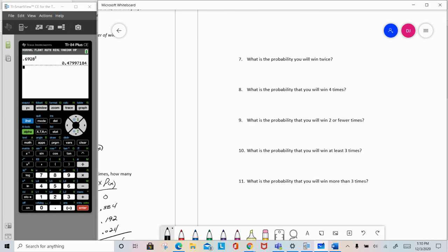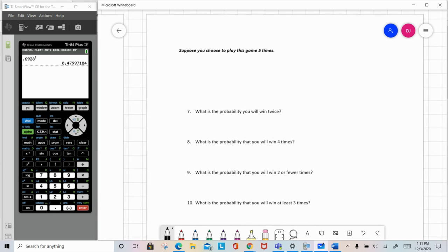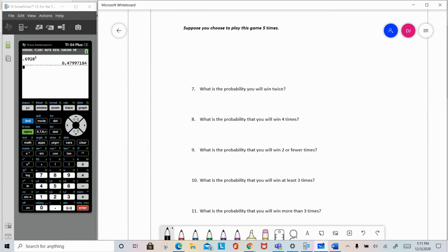Okay, now let's go a little bit farther. Suppose that we don't play this game 3 times, we play it 5 times. Suppose we play it 10 times. Suppose we play it 100 times. I don't want to make a tree diagram over and over and over and over. Okay, so here's where we're going to go. Here's how we're going to look at and how we're going to handle this.